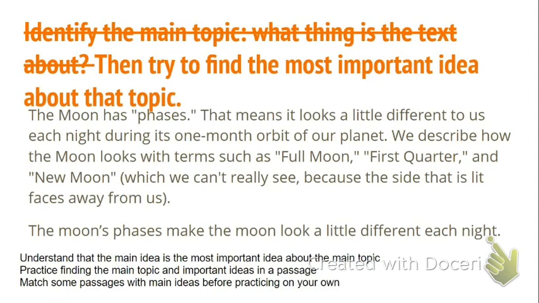To me, the most important idea is that the moon looks a little different each night. It's the idea of what the phases actually are. After that, we have examples of the phases. Now, examples are always interesting, but they're almost always in supporting details. They're almost never the main idea of the text. So examples of what we call the moon's phases are probably less important than the fact of what the phases are.